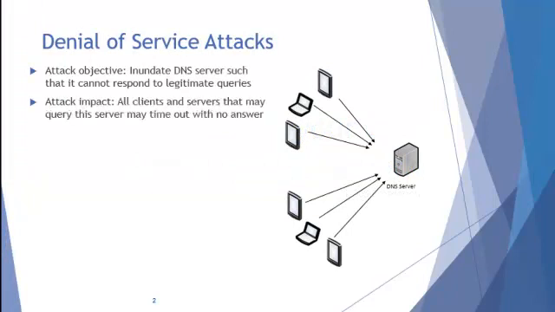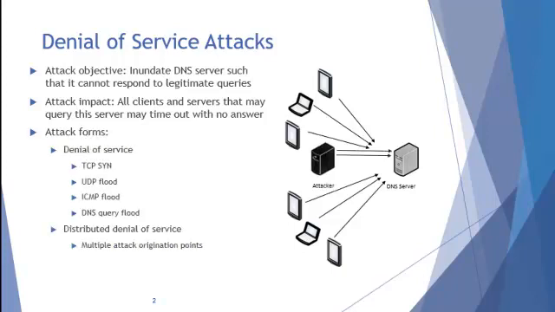Today we're going to talk about denial of service attacks or distributed denial of service attacks. The attack objective is to inundate a DNS server such that it cannot respond to legitimate queries. So it's much like a common DoS attack that you hear about on other network services or routers. You're basically trying to pound the device such that it's unable to process packets as it normally would for legitimate users. So the impact of the attack is that all your clients and your servers that are attempting to use that service may have excessively long timeouts, the response time may go down, or the actual response can be nullified by timeouts on the receiving side.